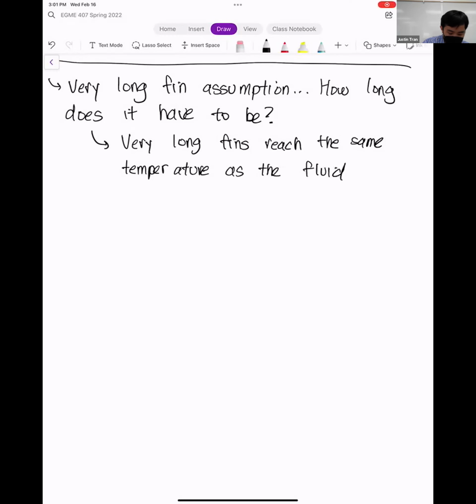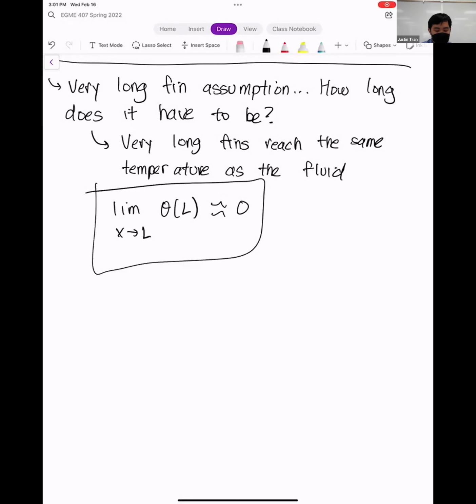Okay. In other words, we have this relationship, and so when we take the limit as x approaches the length of the fin, then the excess temperature at x equals L is going to be approximately 0. Okay. Right? Because remember, if the excess temperature is 0, that means the temperature of the fin itself minus the fluid temperature is 0. So that means they basically reach the same temperature, right? And so in other words, we want to find out, how long does x need to be in order to have this kind of relationship?